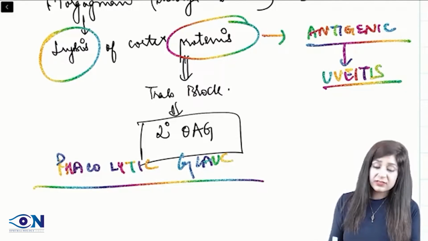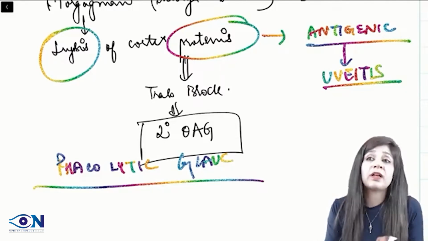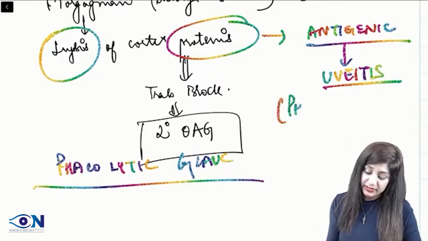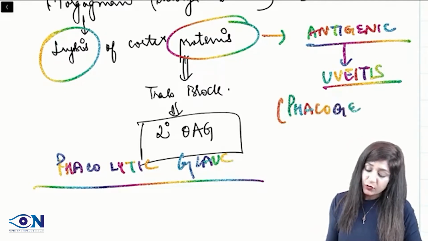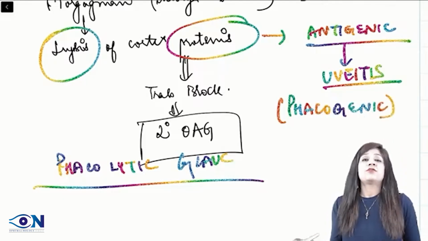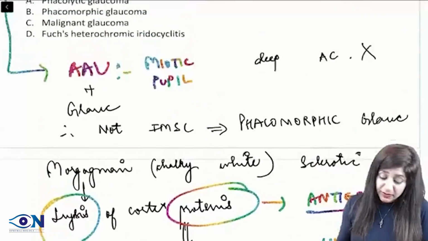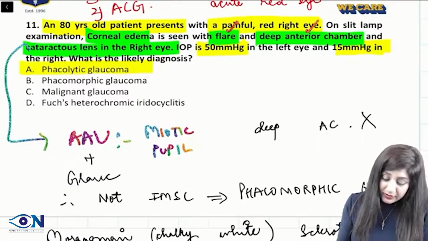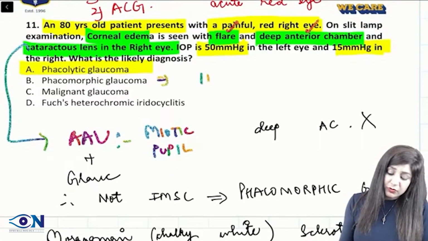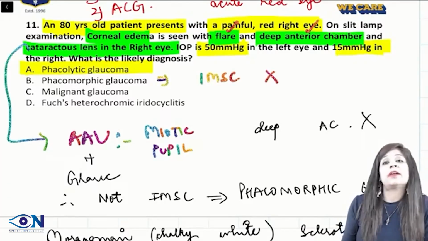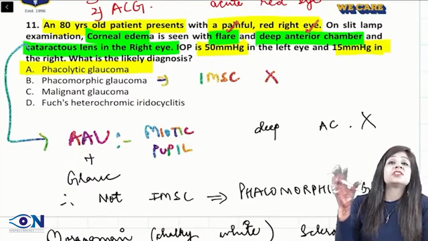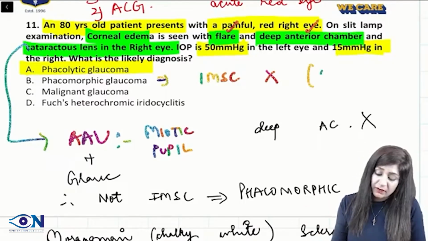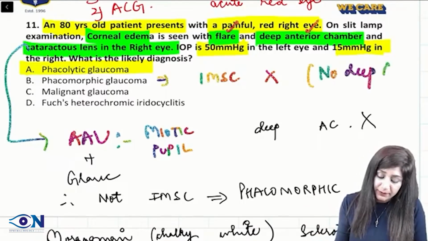So basically, it is the phacolytic glaucoma, which will also be accompanied with the phacogenic uveitis. This uveitis is called as the phacogenic uveitis, and that is why we are having the flare and the deep anterior chamber. That is the reason that the answer to this question is the phacolytic glaucoma. This phacomorphic glaucoma, which is found in the immature senile cataract, cannot be there because here we have the swollen lens. Swollen lens is obstructing the aqueous outflow. Obviously, we cannot have deep anterior chamber. Here we have no deep anterior chamber.